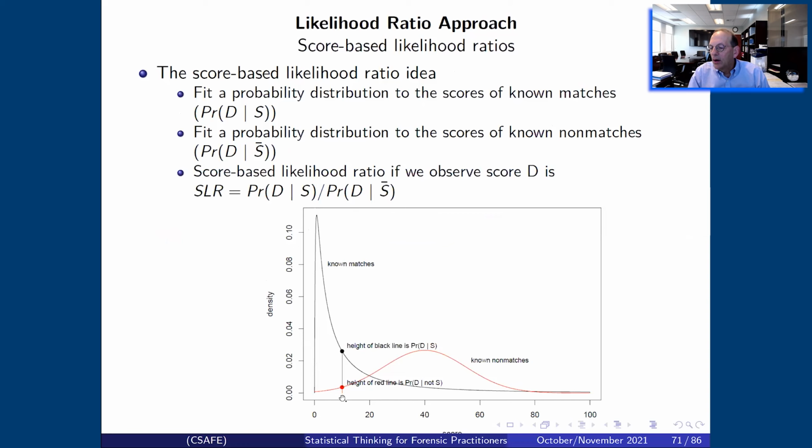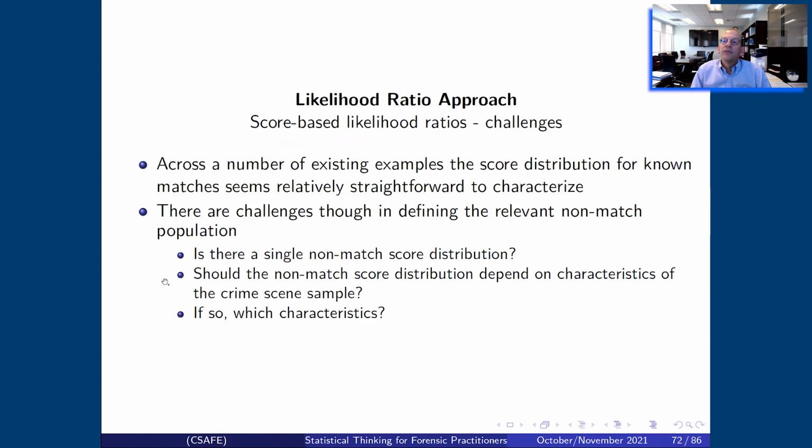And we would say, for this difference score, which looks to be about 10 here, how likely is that difference score if I had known matches? That's the height of the black curve. How likely is that score if I have the non-matches? That's the red curve. And I could take the ratio of those two, and that would give me a score-based likelihood ratio. So that's one way people are attacking this.